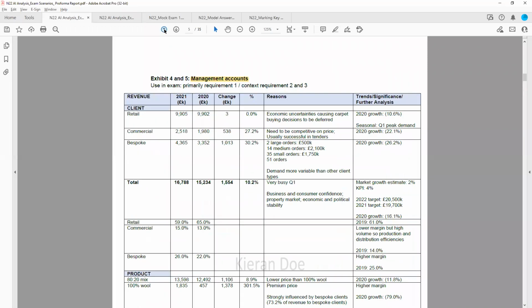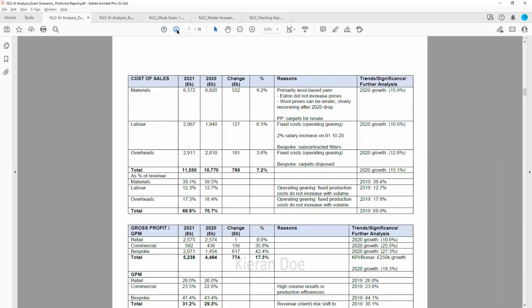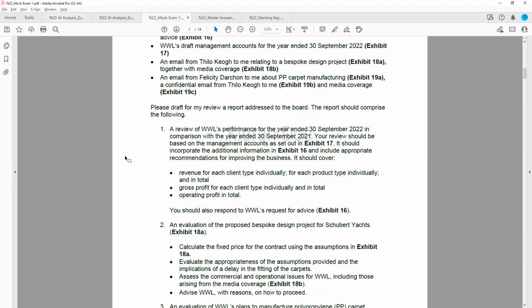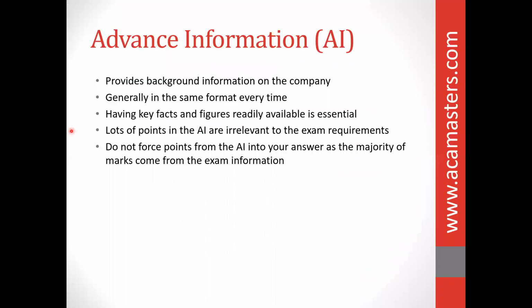You obviously would have spent a lot of time analyzing the AI prior to the exam, discussing it with colleagues, undertaking analysis yourself, and during the tuition videos as well, tutor-led analysis. But it's really important that you appreciate that not all of that information is going to be relevant. And there's only 3 requirements. The examiners aren't going to set them up so every piece of information from the AI is tested. It's a key skill that you only bring in points from the AI which are directly relevant to each requirement. So very important to appreciate that.